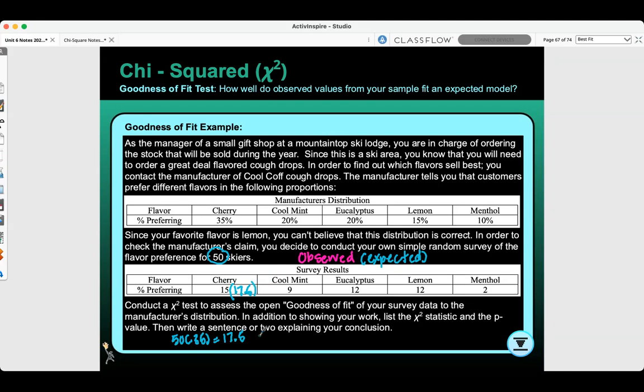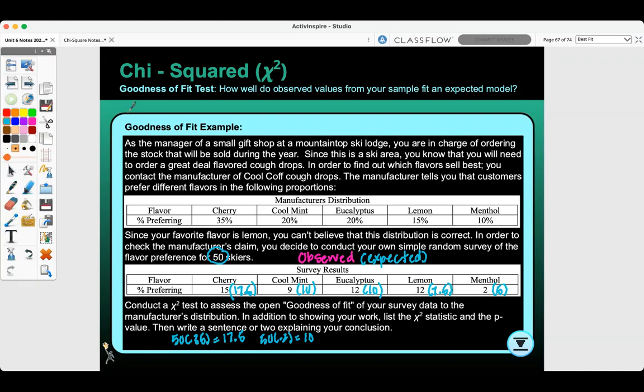You do the same thing for Coolmint. It would be 50 times 0.2, which would be 10. So we would have 10 here, and so on and so forth. We know this would be 10 as well. 15% of 50 would be 7.5, and 10% of 50 would be 5. So you do need to show this.